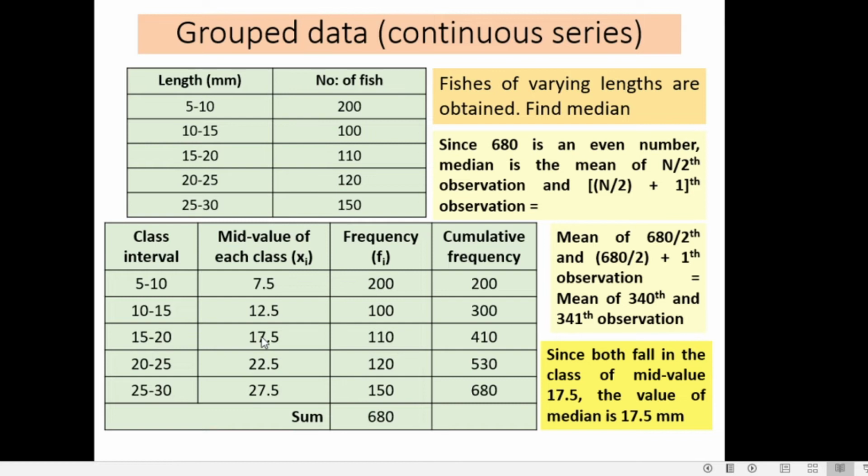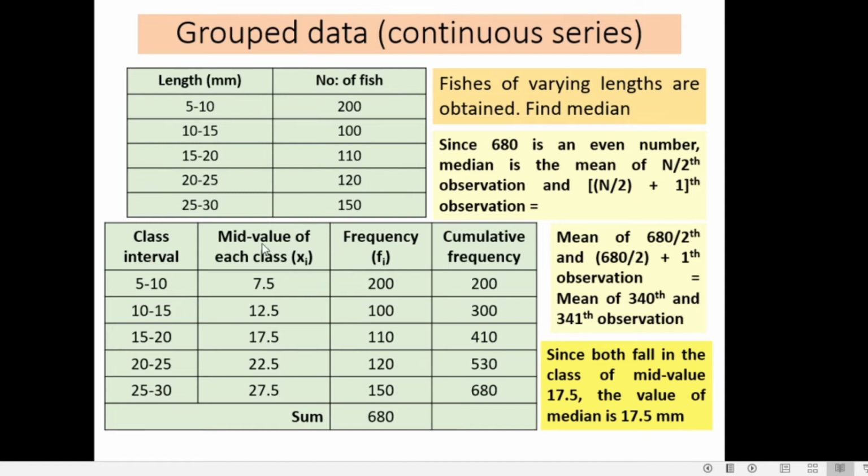If suppose the 340th observation was 17.5 and the 341st observation came under 22.5, then we would have been required to add these two and divide it by 2. That means we would have to find their mean. But here both the 340th observation as well as the 341st observation fall under the same class. You can directly take it as the median.